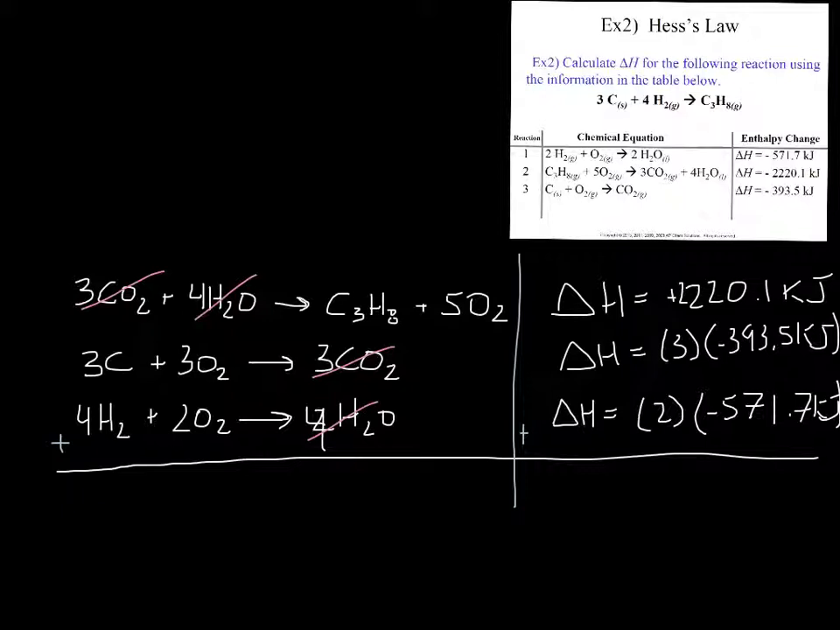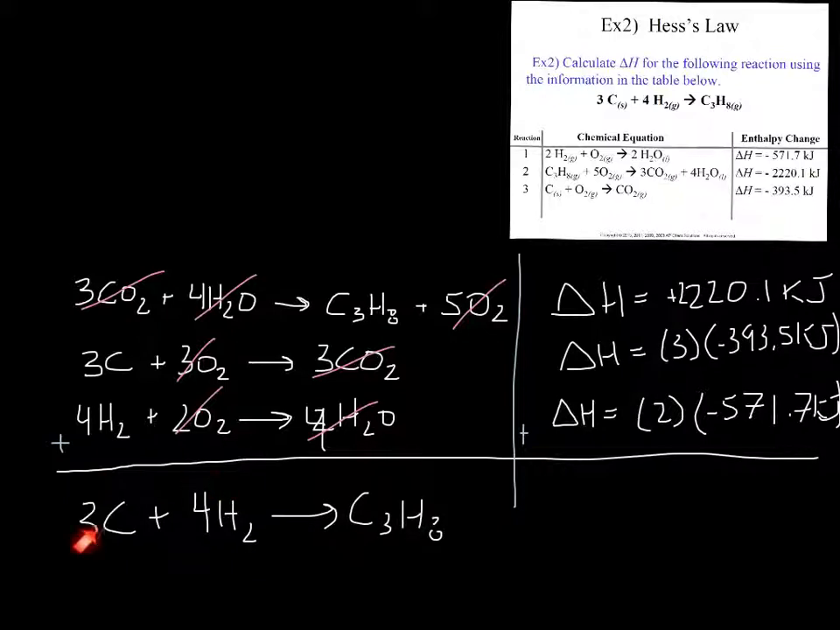And then let's see, we have 3 oxygens there and 2 oxygens there, so a total of 5. That'll cancel out those 5 right there. And what we are left with then that will no longer cancel out is 3 C's plus 4 H2s yields C3H8. So we just generated our equation that we wanted to start out with.